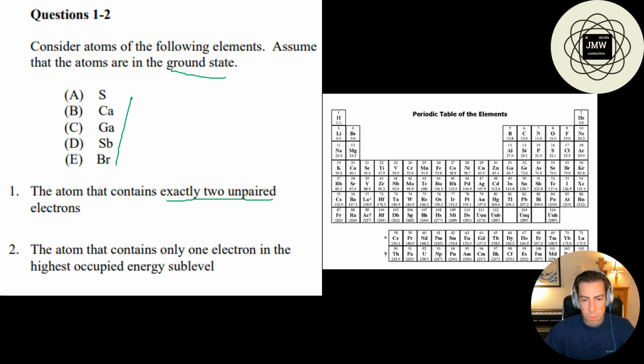Remember, whenever we draw our orbitals, it might look something like this if it's a p orbital. So I have a p orbital with the orbital in the x coordinate, the one in the y coordinate, and the one in the z coordinate. If it looks something like this, that means all of them are paired. If it looks something like this, that's going to be an unpaired electron. So let's figure out which of these has exactly two unpaired electrons.